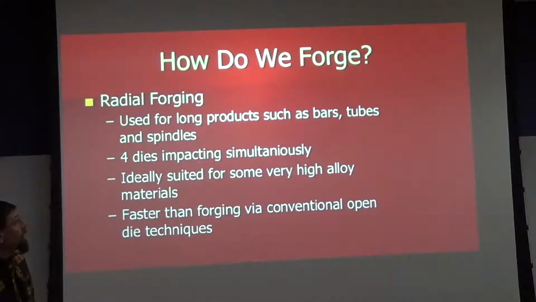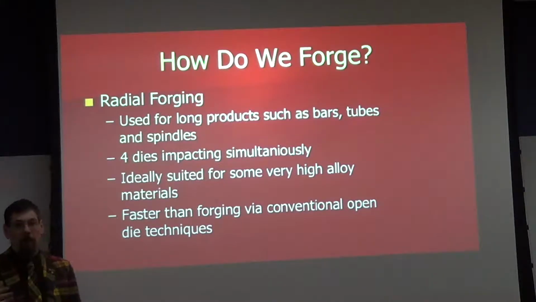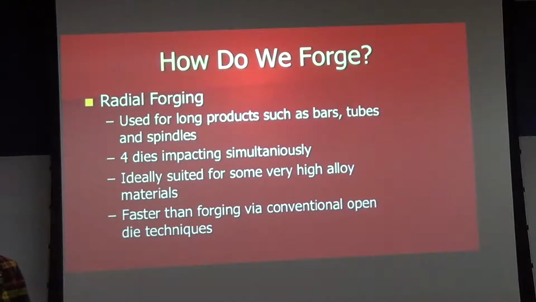So another variation that we have in the forging world is called radial forging. I'll show you an image of what that is in a minute. Radial forging is used for long products. They can be bars, hollow forms, or parts that have multiple diameters, but they tend to all be round, and they tend to be long. There are some materials which lend themselves to this forging method better than a conventional open die method with just plates. Certain very high alloys, say some nickel super alloys, things of that sort.